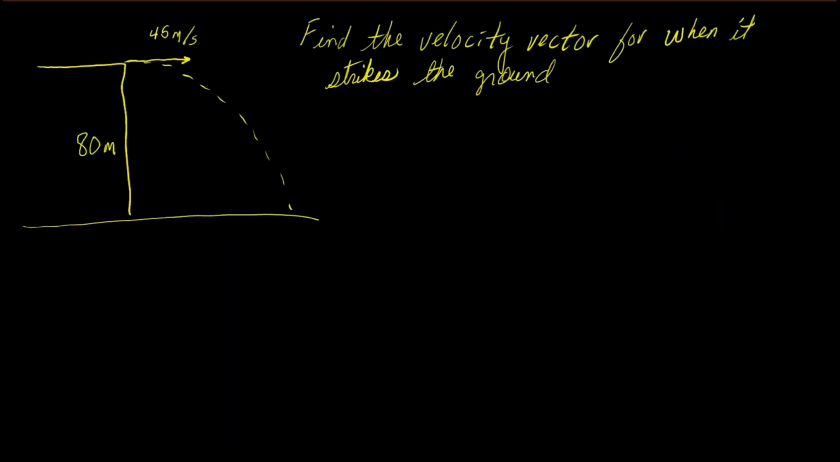For the next example problem, we have an 80-meter cliff. An object is propelled horizontally at 45 meters per second, and we want to find the velocity vector for when it strikes the ground. We know that velocity along the x-axis is going to equal 40 meters per second. We know the original velocity for the y-axis is 0.